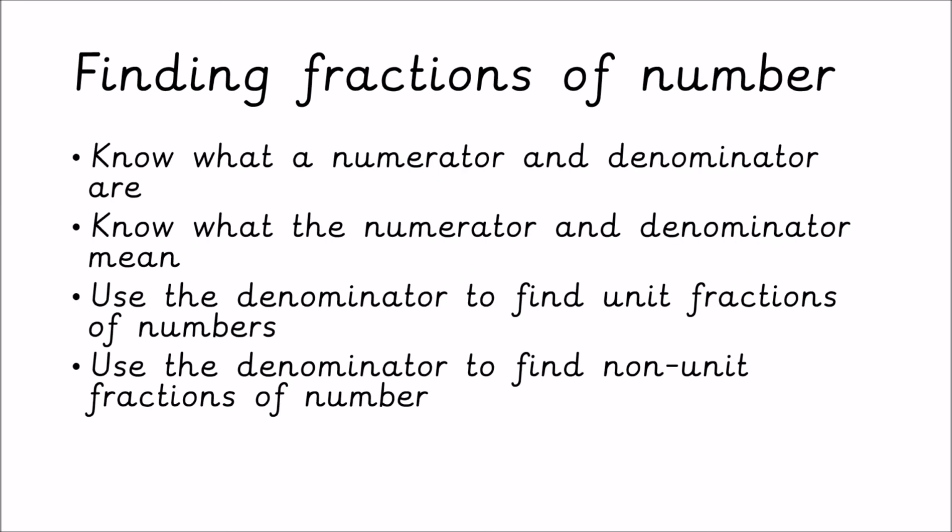So we know what a numerator and denominator are. So the numerator is the top number. It shows you how many parts of your whole you have. A denominator is the bottom number and shows you how many parts your whole has been divided into. And when I say whole, I mean whole with W, meaning complete quantity, number, or shape.